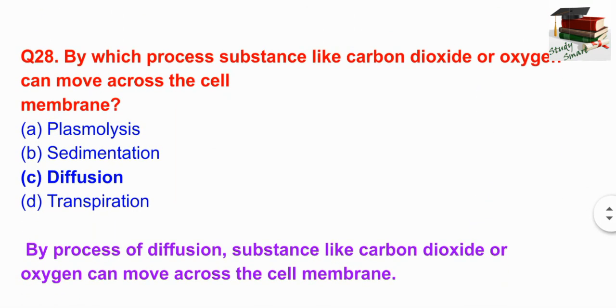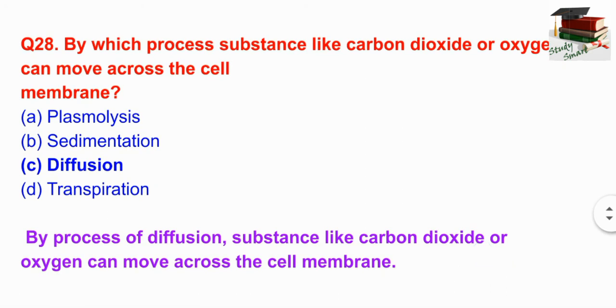Now see next question. By which process can substances like carbon dioxide or oxygen move across the cell membrane? Option A, plasmolysis. Option B, sedimentation. Option C, diffusion. Option D, transpiration. So right answer option C, diffusion.